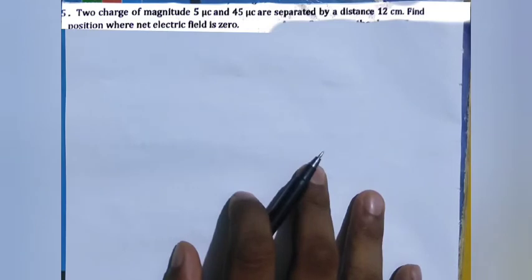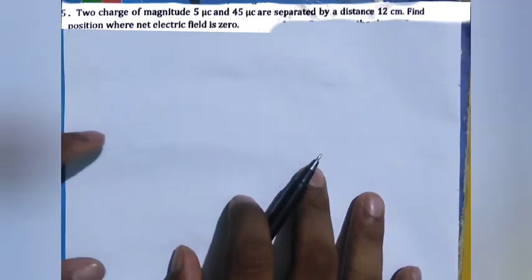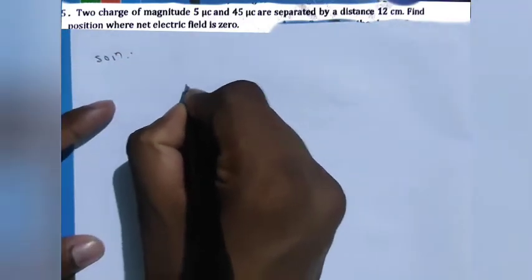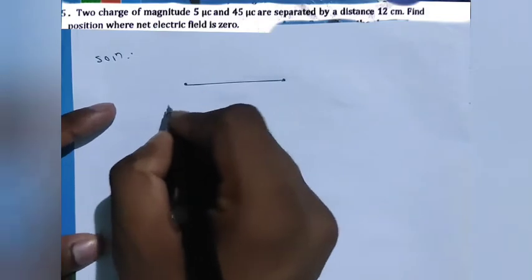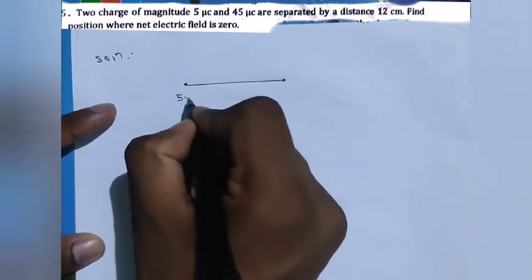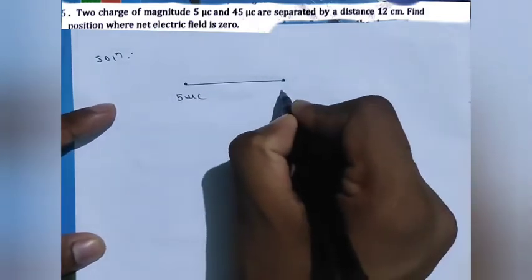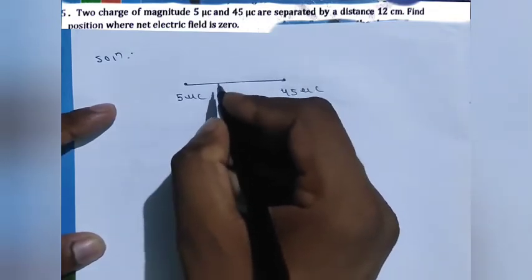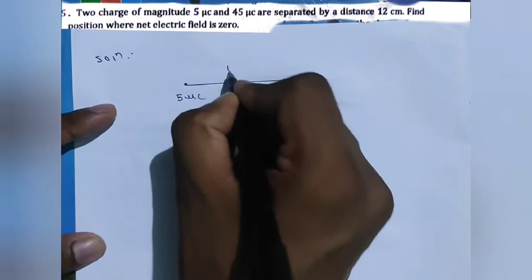Now next question is, two charges of magnitude 5 microcoulomb and 45 microcoulomb are separated by a distance of 12 cm. Find the position where the net electric field is 0. So solution. So there are 2 point charges, one is 5 microcoulomb and another is 45 microcoulomb, which are separated by a distance 12 centimeter.